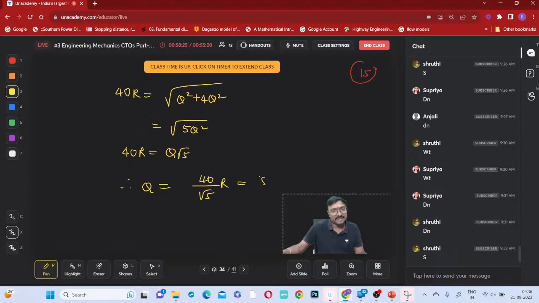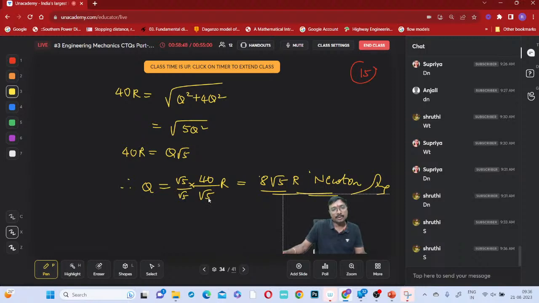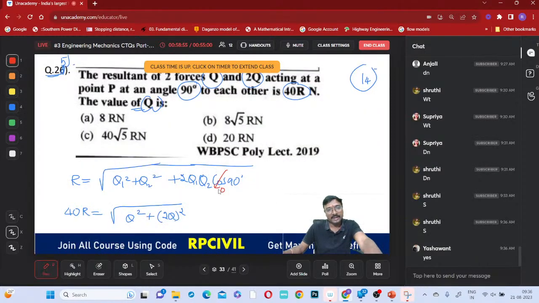Can we say this is 8 root 5 R newtons? It's not, because it is 40 by root 5. When you multiply and divide with root 5, what happens? 5 into root 5 into root 5, it becomes 5. So 40 by 5 will be 8. So it is 8 root 5 R newtons. Which option is correct now? Option B will be the correct answer, right?